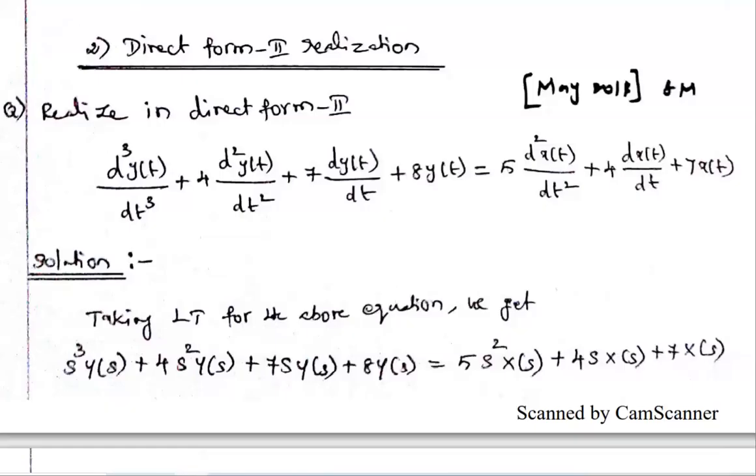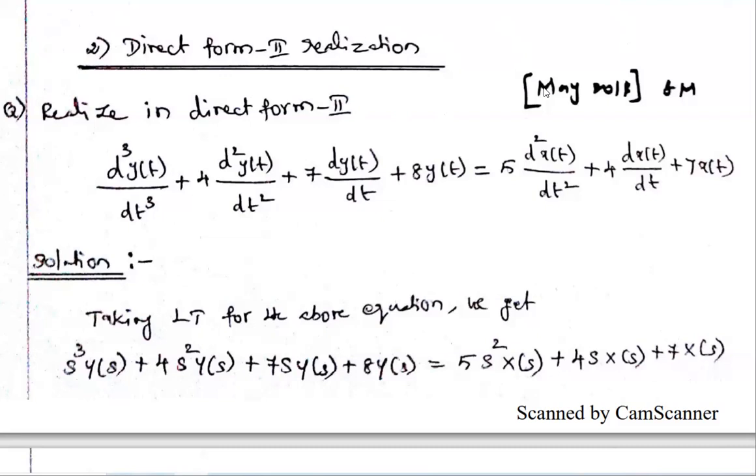Welcome to my channel. Today's video we are going to study the direct form 2 realization of the LTI CT system. In the previous video, we discussed the direct form 1 realization problem. These topics are under the block diagram representation of LTI continuous time system.